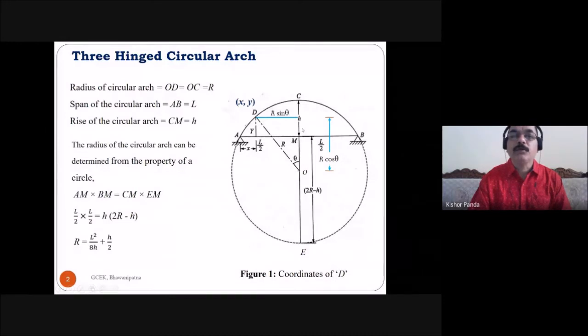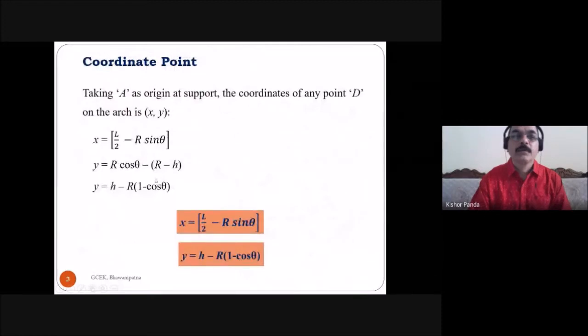But OM is equal to R minus H. So y is equal to R cos theta minus (R minus H). Then after simplification, you will get y is equal to H minus R into (1 minus cos theta). So this is the y coordinate of the point D, and this is the x coordinate of the point D. So using these two formulas, you can find out the coordinates of point D in the three-hinged circular arch.